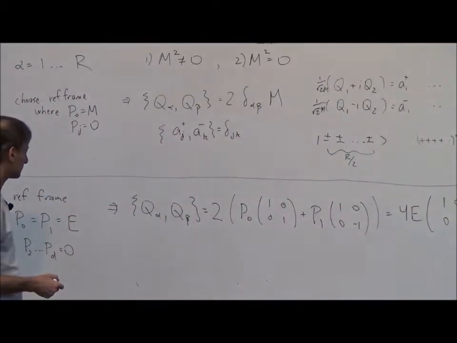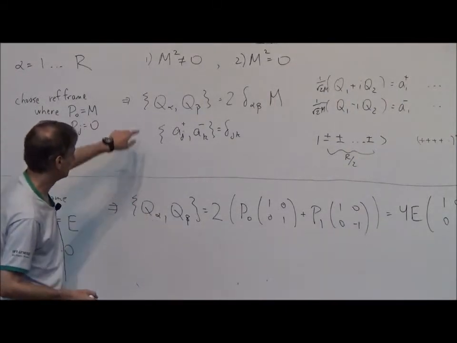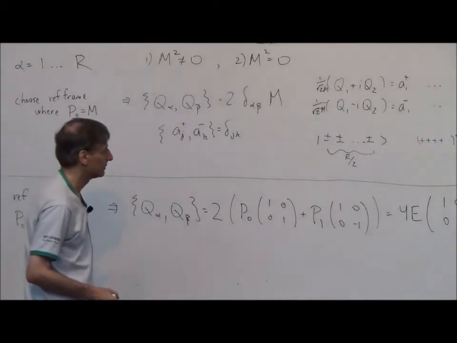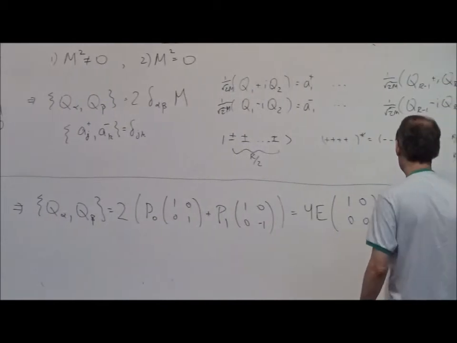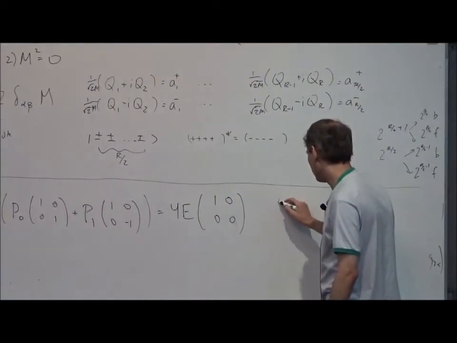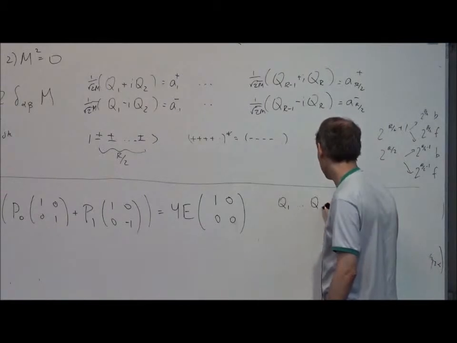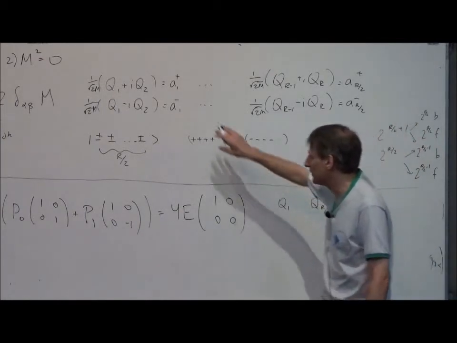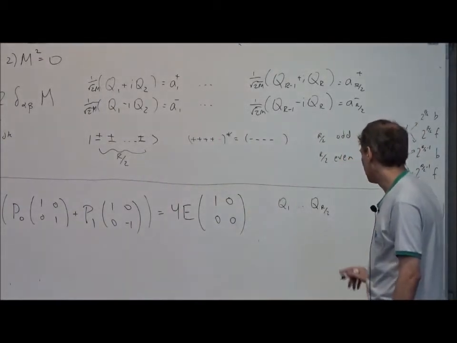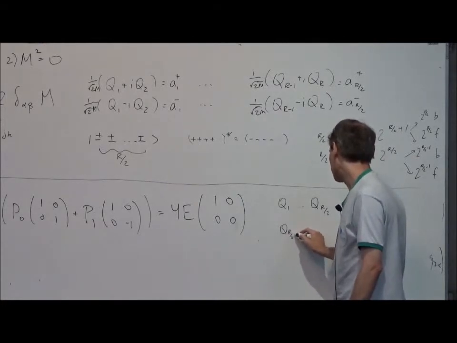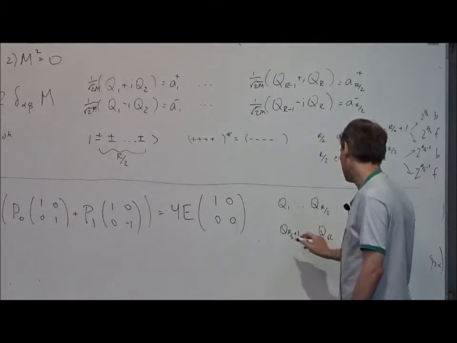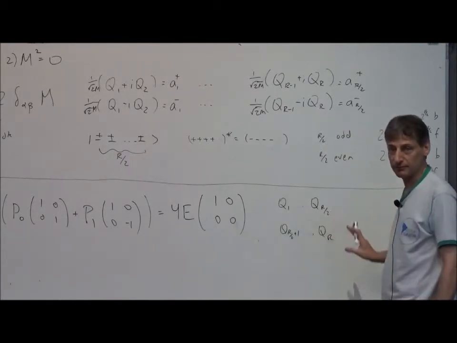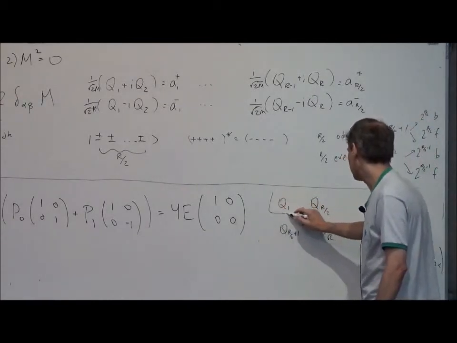So what this means is that half of the Q's, if you anti-commute, they anti-commute with everything. So that means Q1 to Q R over 2. These objects satisfy the same algebras as before, but the other ones, Q R over 2 plus 1 to QR, these all essentially you can ignore because they anti-commute with everything. So the states are constructed just from these.